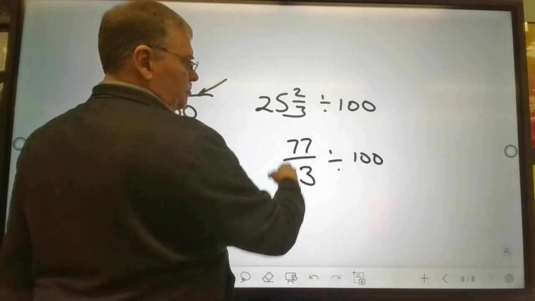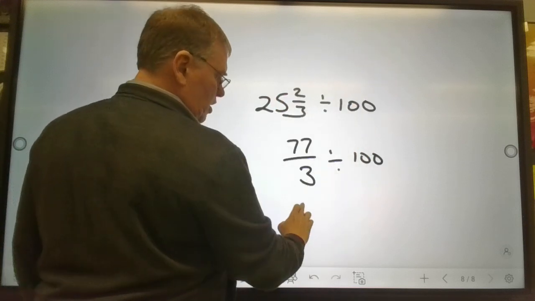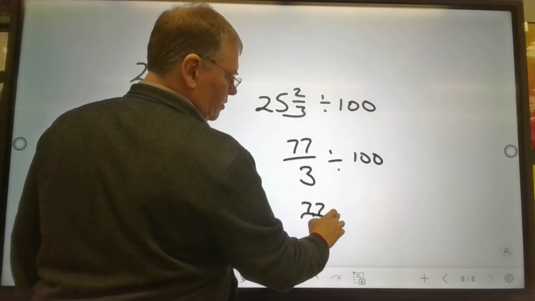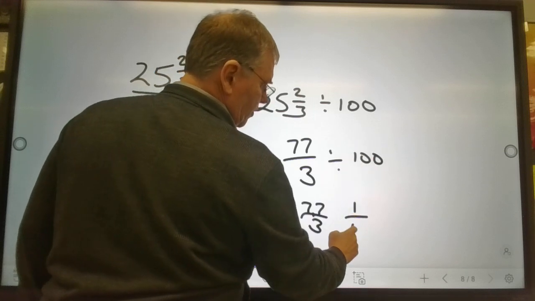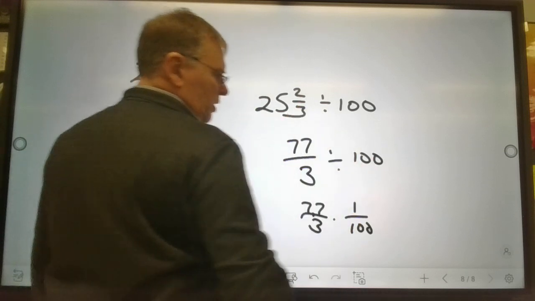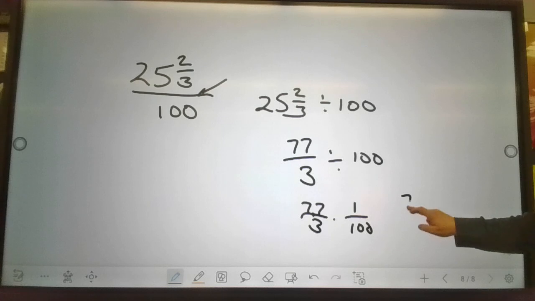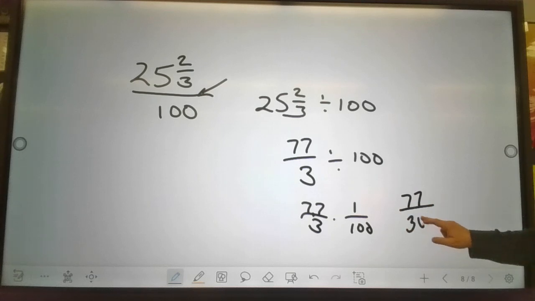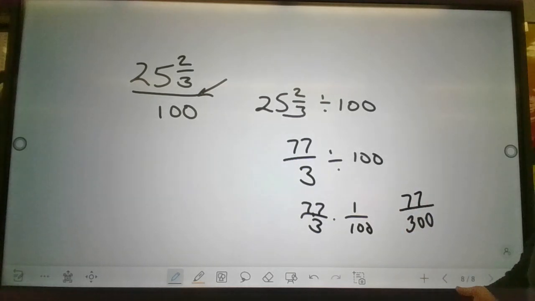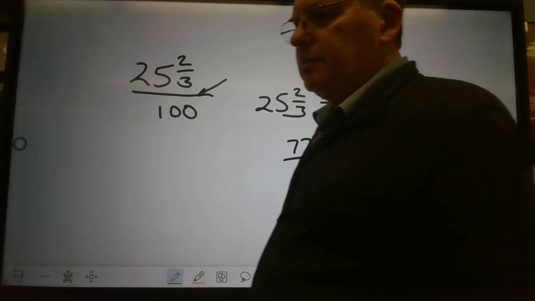And dividing is same as, KFC. Keep, flip, 1 over 100, change to multiplying. And so now I have 77 over 300. Reduce that if you possibly can. I don't think you can, though.